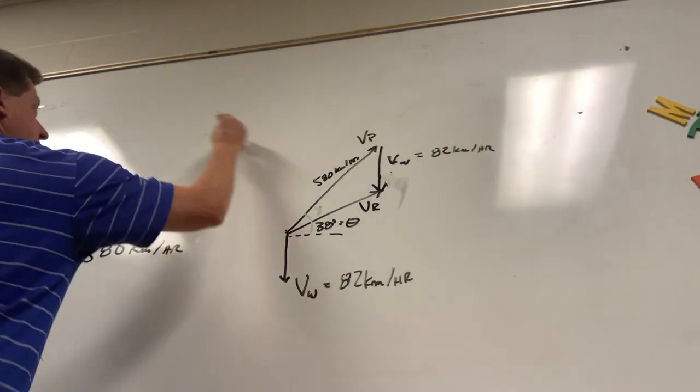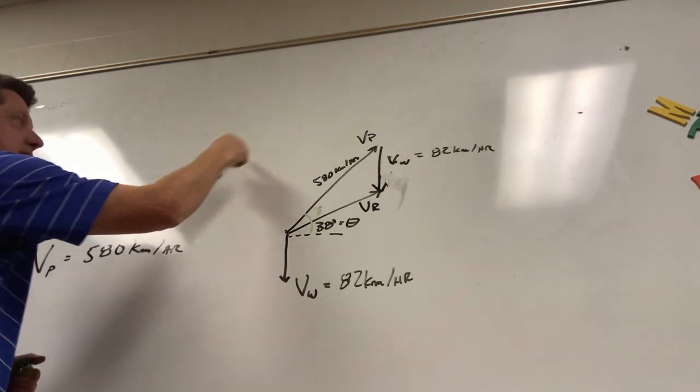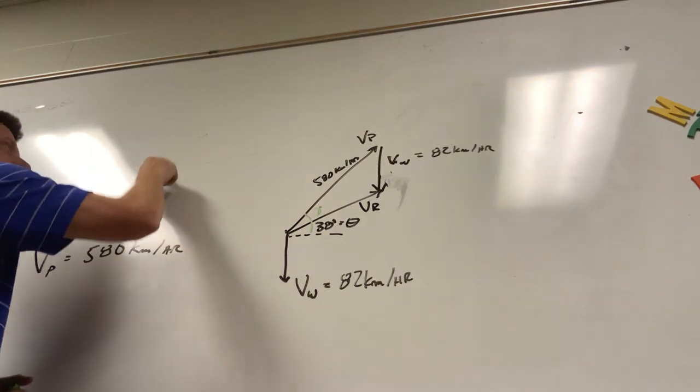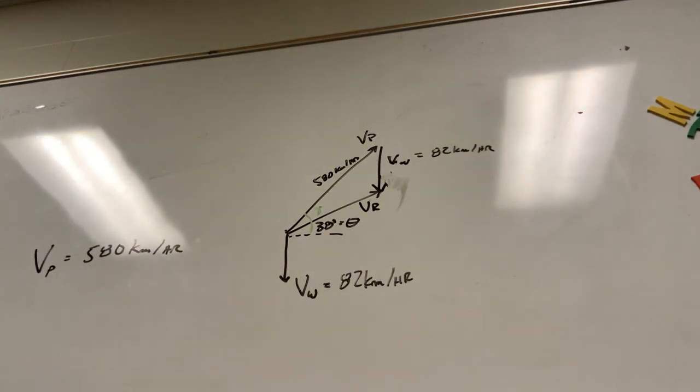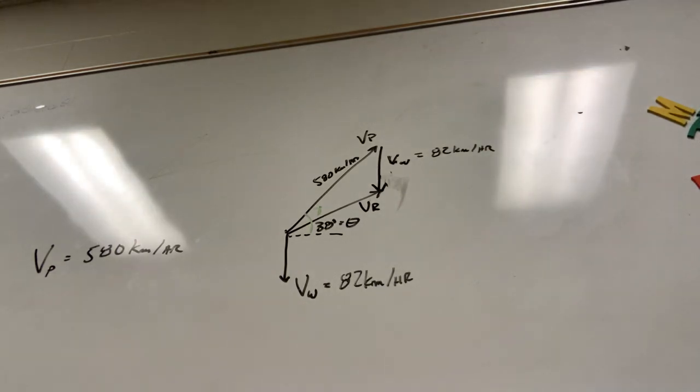If you have any triangle, it doesn't have to be a right triangle, the sine of this angle is to that side as the sine of that angle is to that side as the sine of that angle is to that side. I think that's what it says. That's the sort of thing I would give you in a problem like this if you needed it.